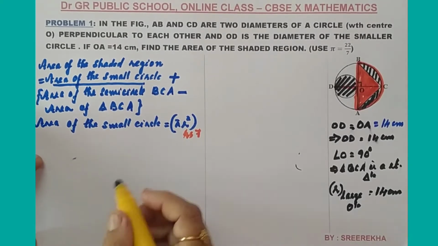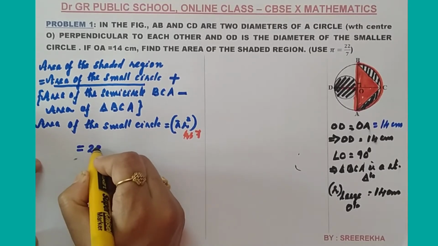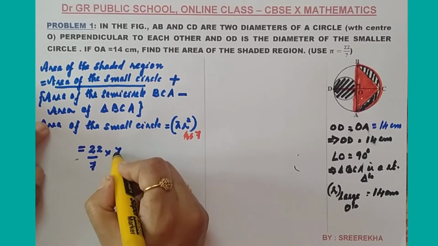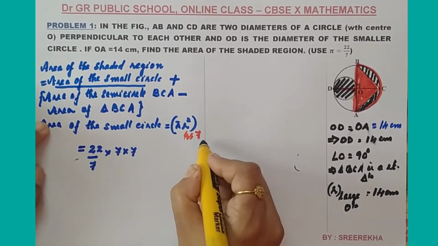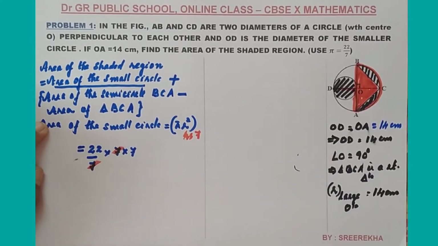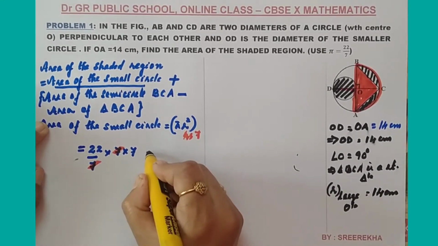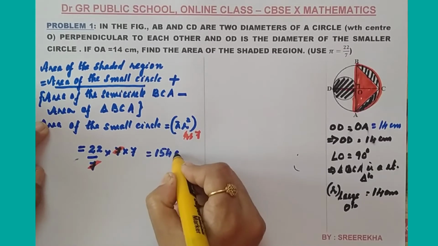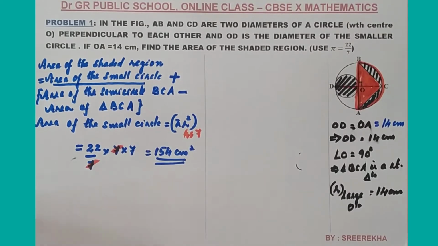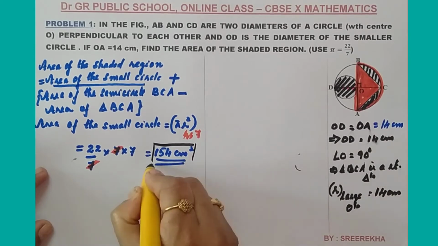Okay, we can substitute the values here. Value of pi is given in the question as 22 by 7, so it is 22 by 7 into radius r square, which is 7 into 7. Now do the cancellation. 7 cancels with this 7. The remaining is 22 into 7, which is 154 centimeter square is the area. Now don't forget what the answer is. The answer is 154 centimeter square. That is the first answer.